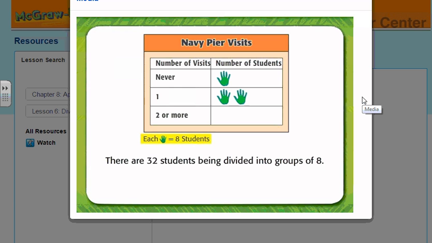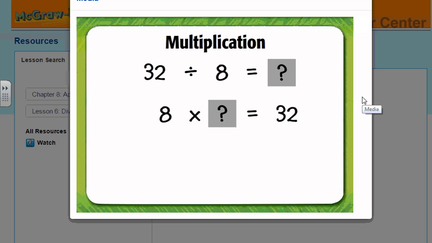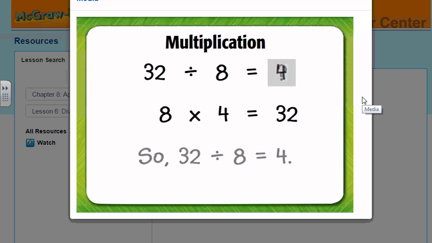One way to find a quotient is to use multiplication. 32 divided by 8 equals what number? We'll use a related multiplication fact. 8 times what number equals 32? 8 times 4 equals 32. So 32 divided by 8 equals 4.